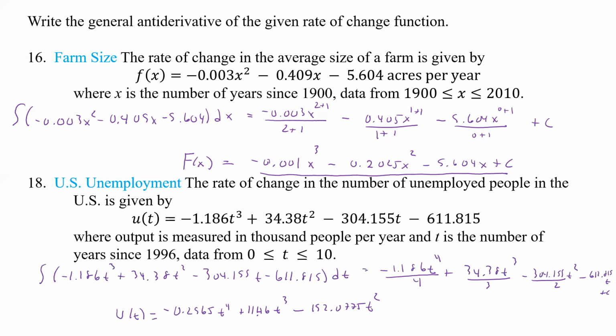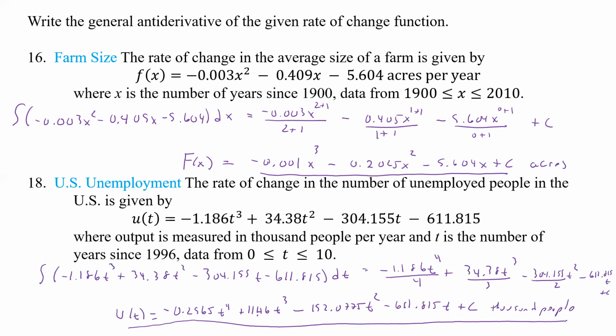And then we have our 611.815. Oh, that's just going to be itself. It's not going to actually have a number, so it's just going to be minus 611.815 t plus c. Oh, and we forgot our units. What was this one going to be? This is acres, because remember when we take the integral, we drop the per, and we just get acres. And so here, this one, we drop the per year, so we just have 1,000 people. And so that would be our solution there, okay?